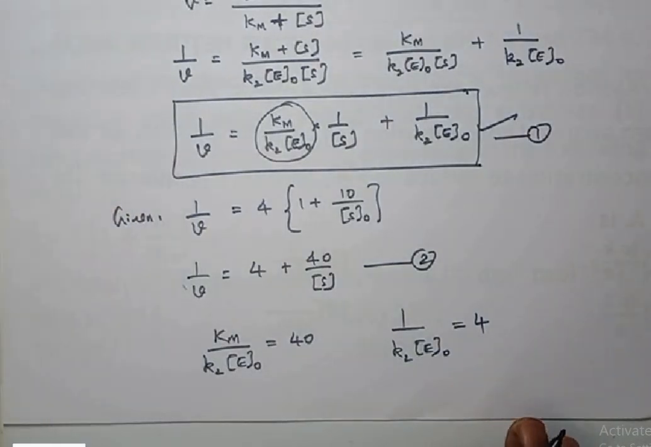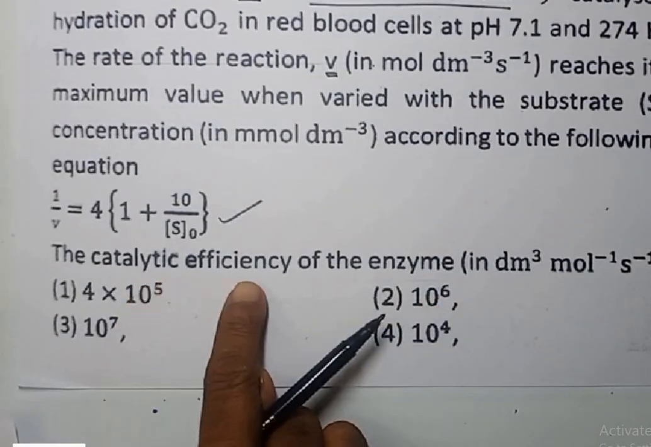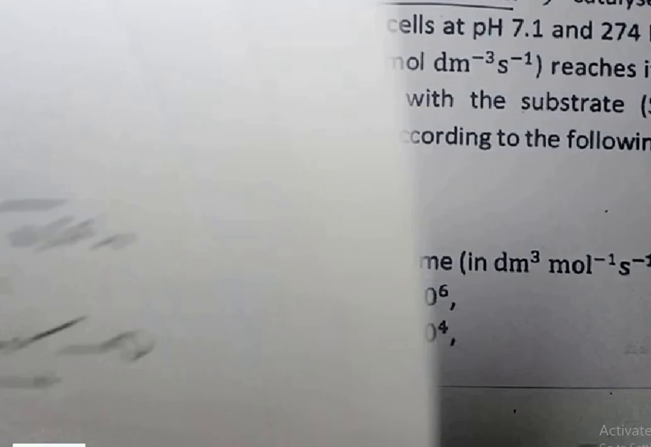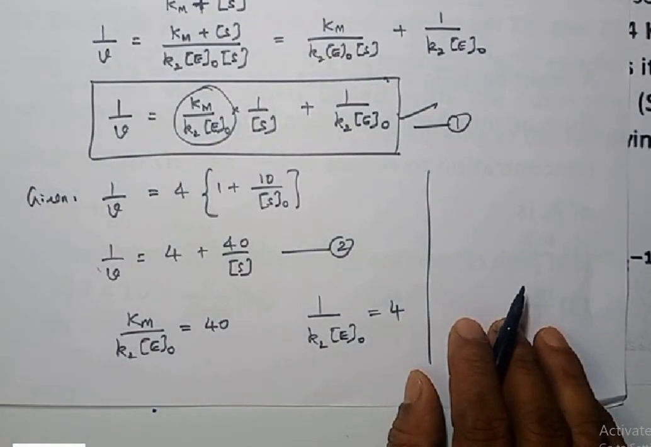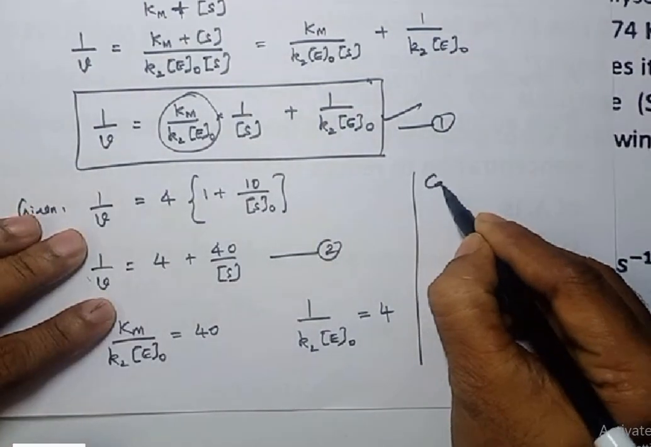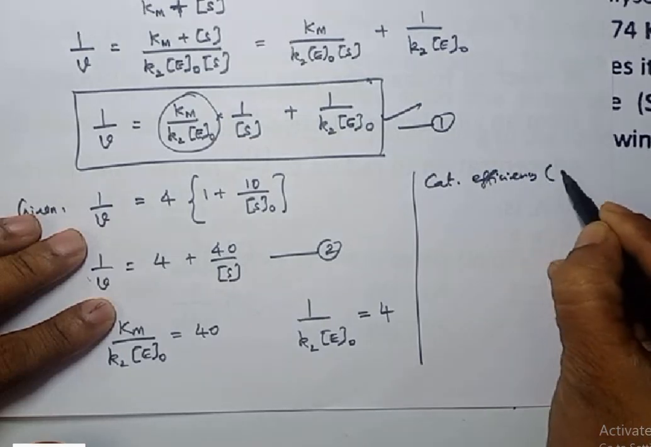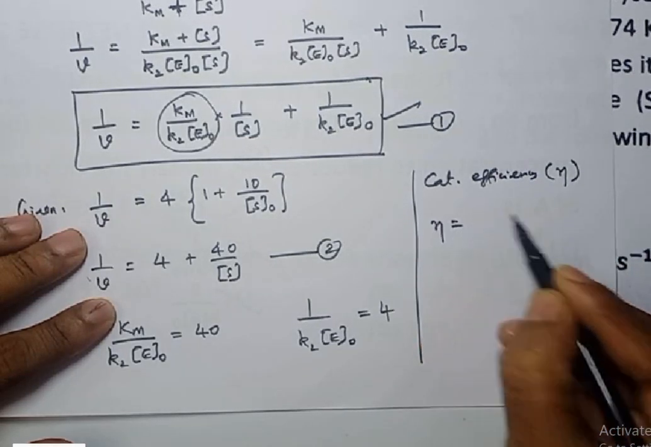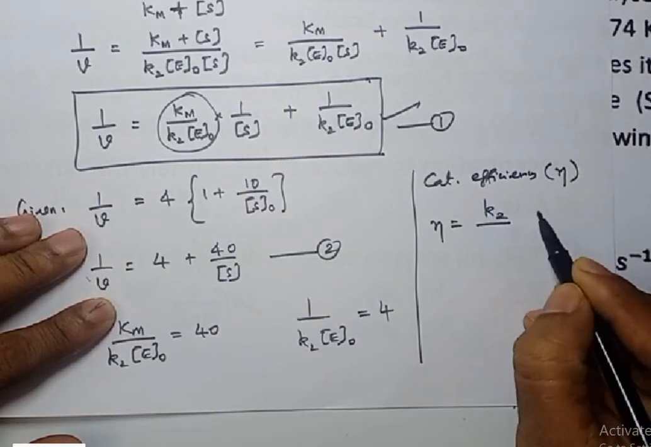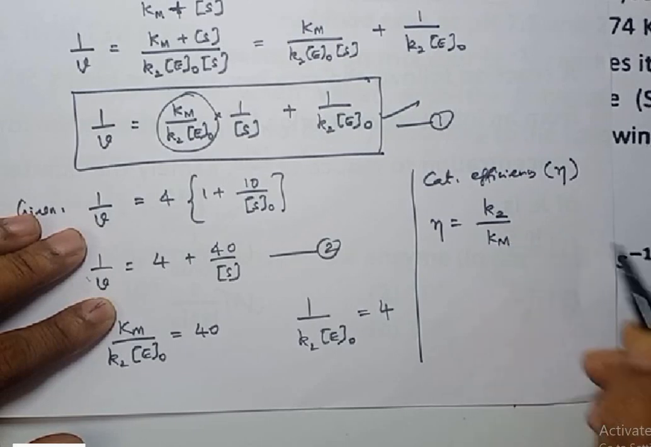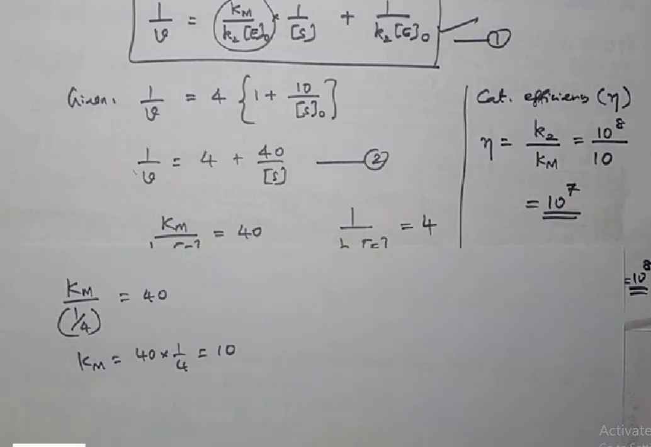Okay. Now, what is the question asked? The question asked is to calculate the catalytic efficiency of the enzyme. Yes, what is catalytic efficiency? Let me write here. Catalytic efficiency, we usually write as eta. Efficiency eta is equal to K2 by Km. K2 by Km will give you catalytic efficiency.